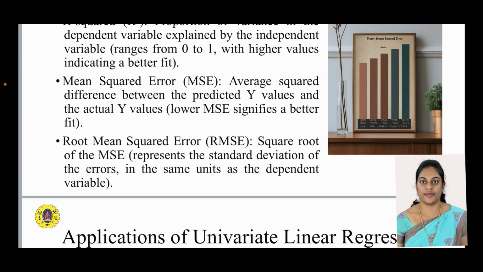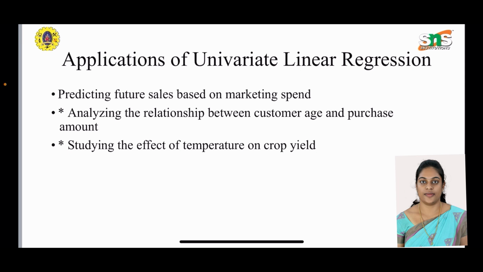And in application, we use univariate linear regression in many fields. It has a wide range of applications: predicting future sales based on marketing spend, analyzing the relationship between customer age and purchase amount, studying the effect of temperature on crop yield. Another important area where we use univariate linear regression is sales forecasting. In business and marketing, sales forecasting is one of the most important features. There we use univariate linear regression.